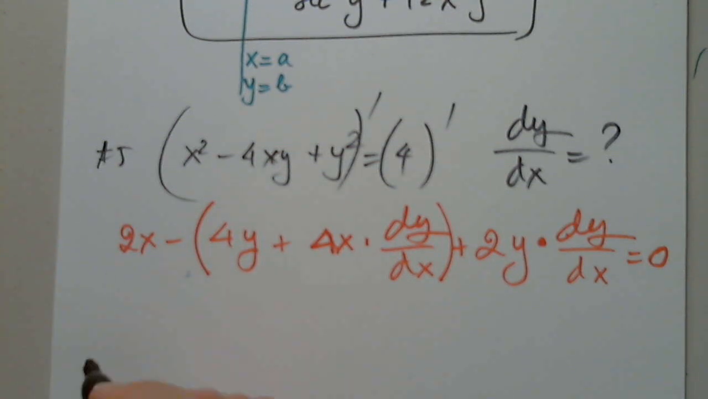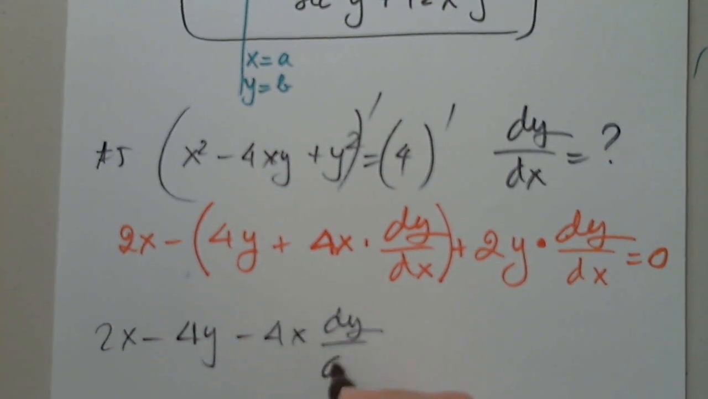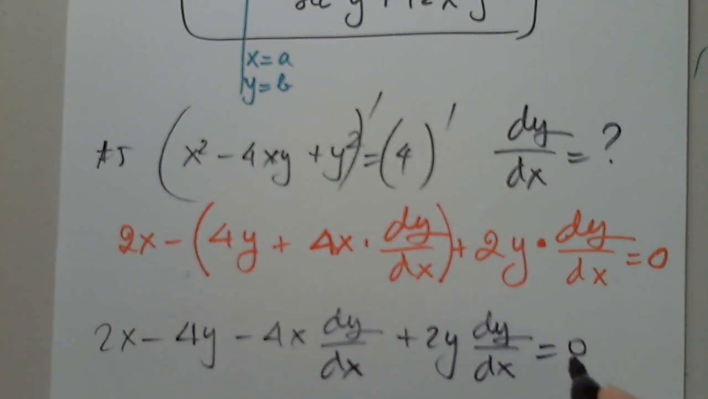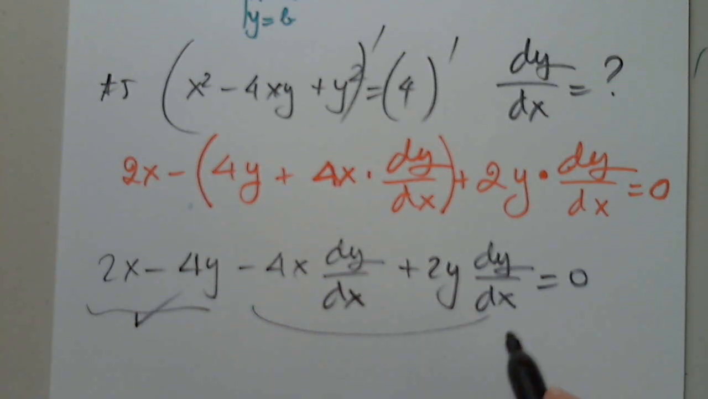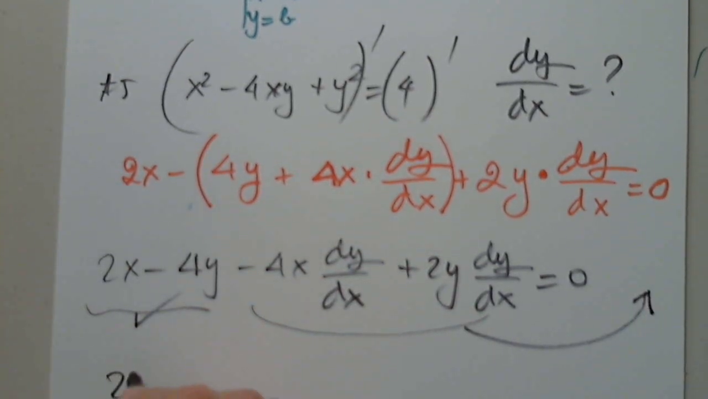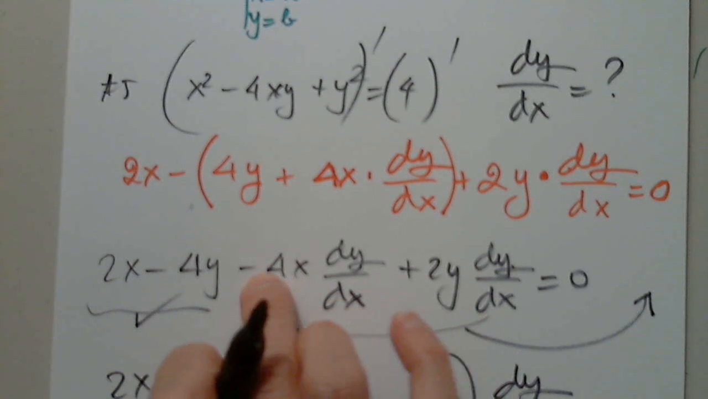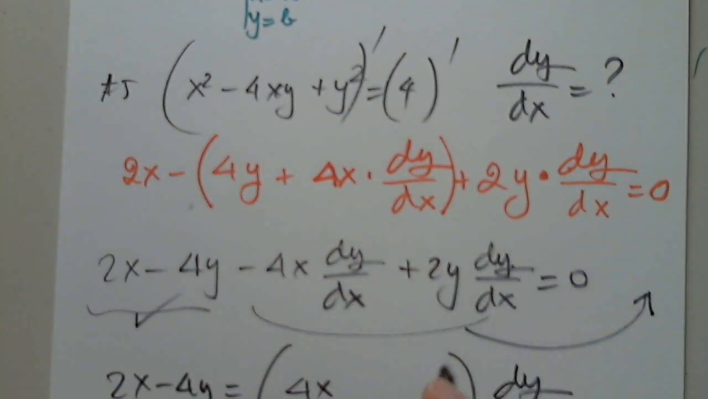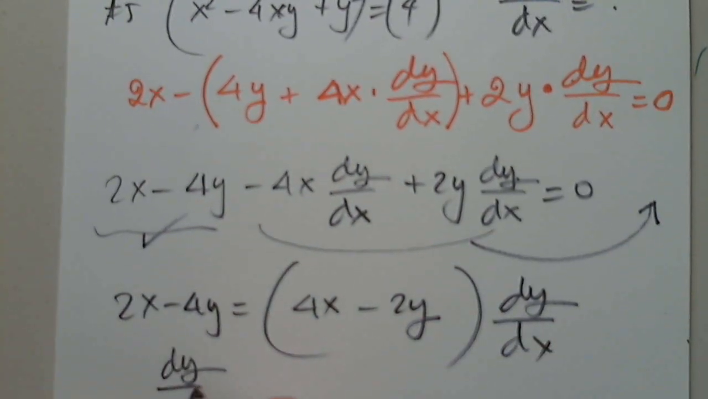So then I get 2x minus 4y minus 4x dy over dx plus 2y dy over dx equals 0. These can stay, but these have to go to the other side. And I have to factor out this factor. This was negative 4x. When I took it to the other side, it becomes 4x. This was positive 2y. When I take it to the other side, it becomes negative 2y. Now I'm ready to solve for dy over dx.